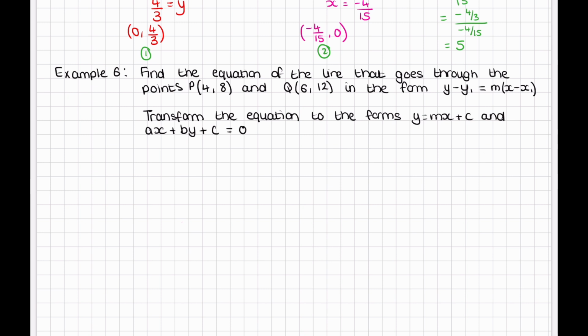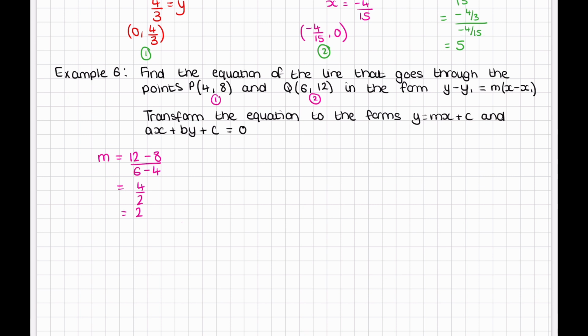So we have 2 points, so first of all we need to find the gradient. So m equals, once again, x1 and y1, x2 and y2, make your choice. I'm just going to have the P's are the 1s and the Q's are the 2s. Doesn't matter which way around, as I've said previously. So we'll have 12 minus 8 over 6 minus 4, which will equal 4 over 2, which just equals 2. So our gradient is 2.